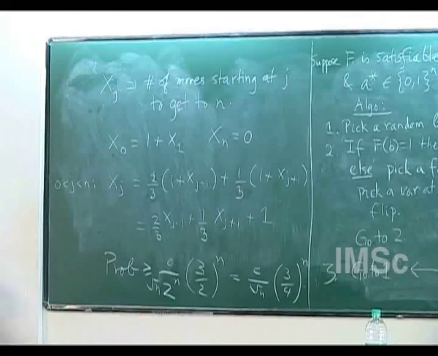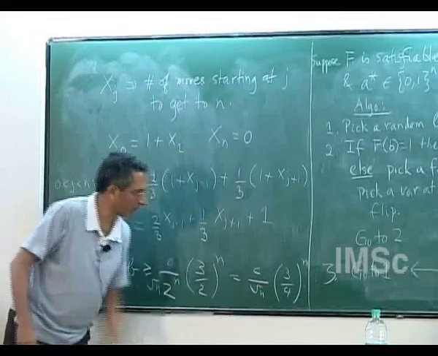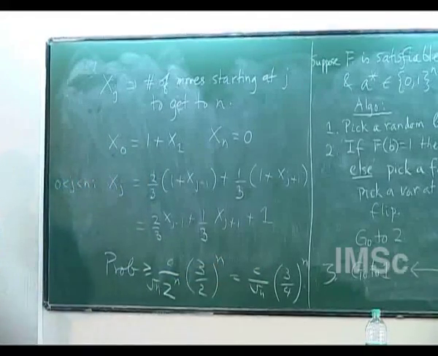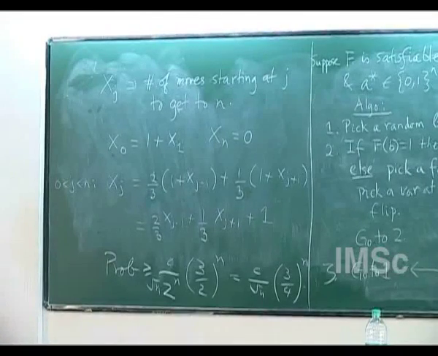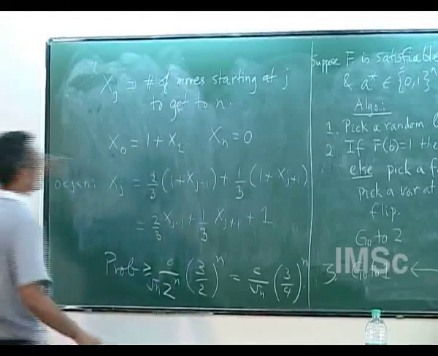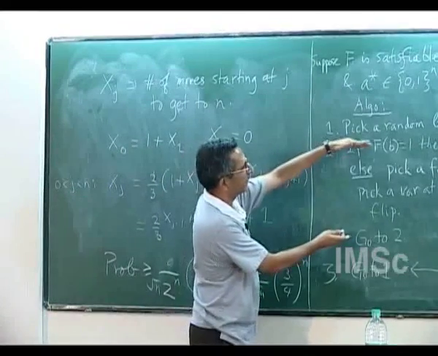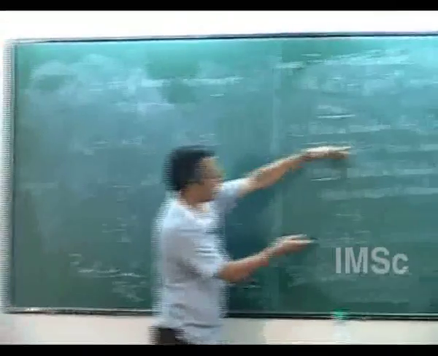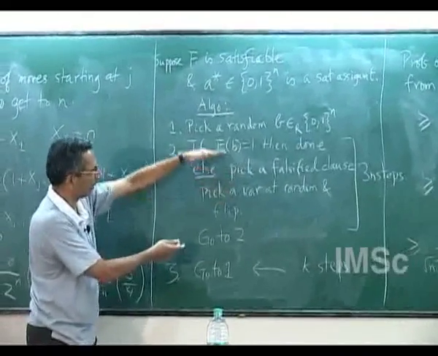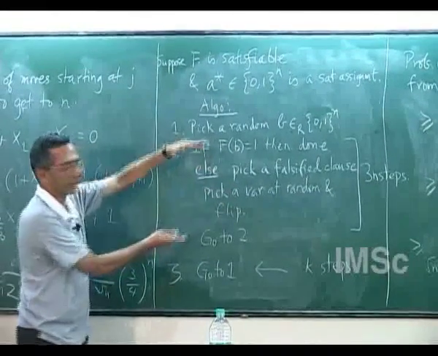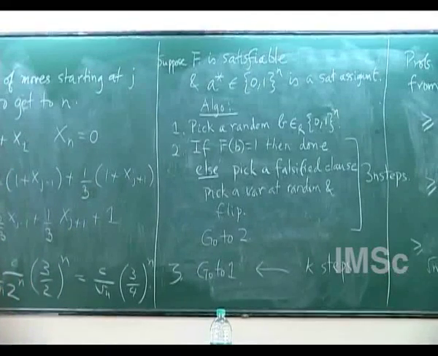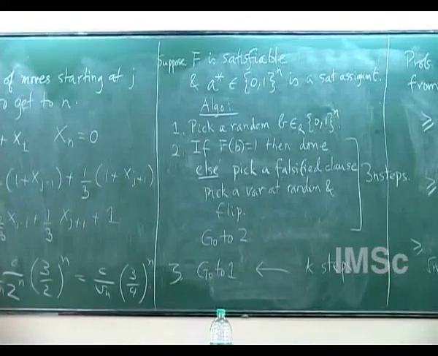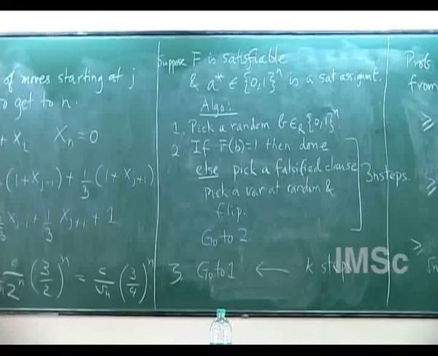So 1 by this is 4 by 3 to the power n, square root n. And the rest of the polynomial factor comes because you are doing something here. You are checking if f is true and you are picking a clause and some linear amount of work. So it's a very nice idea that everything boils down to this random walk on a line.